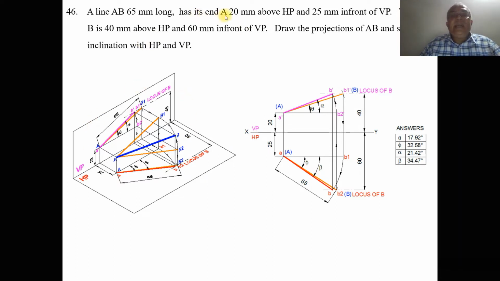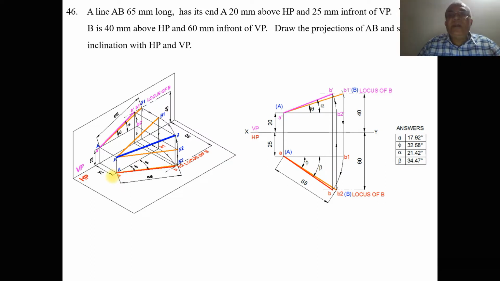So here he says end A is 20 mm above HP and 25 mm in front of VP. When you look from the front view, we can see the distance of end A, which is above HP by 20 mm. That image will fall on the vertical plane, so you mark this point as a dash and capital A. Similarly, when you look from the top view, we can see the distance in front of VP, which is 25 mm. So the end A is in front of VP by 25 mm. When you look from the top view, that image will fall on the horizontal plane, and you mark this point as small a and also as capital A.